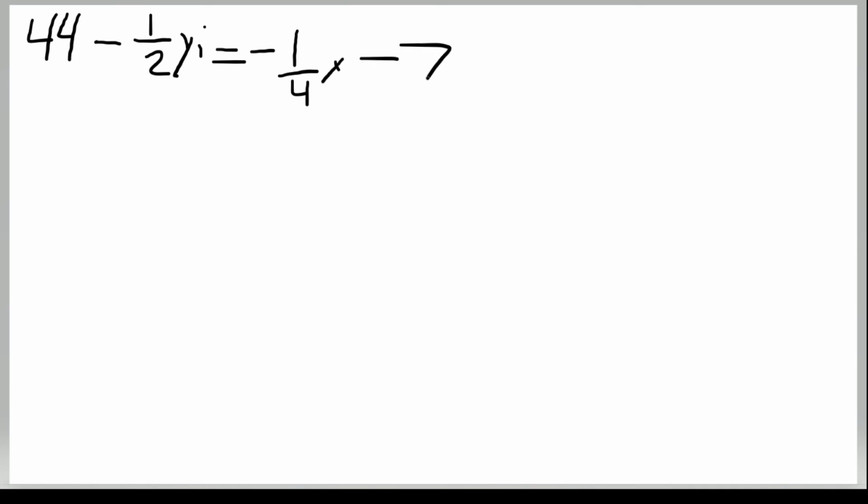Let's try one more. We have 44 minus half of yi equals -1/4 x minus 7i. So first, you equate them.